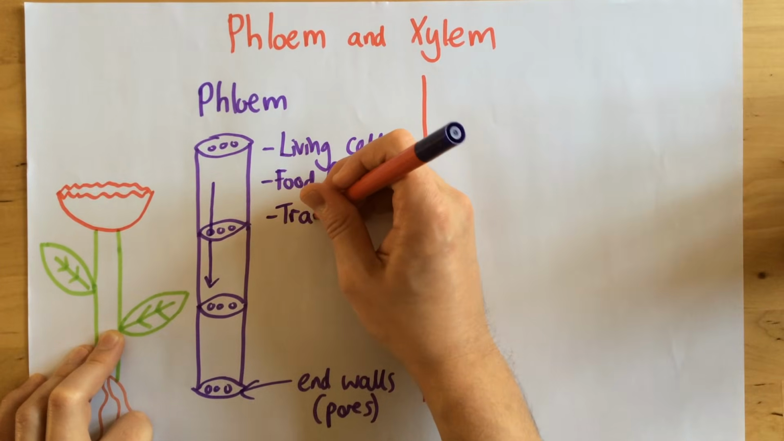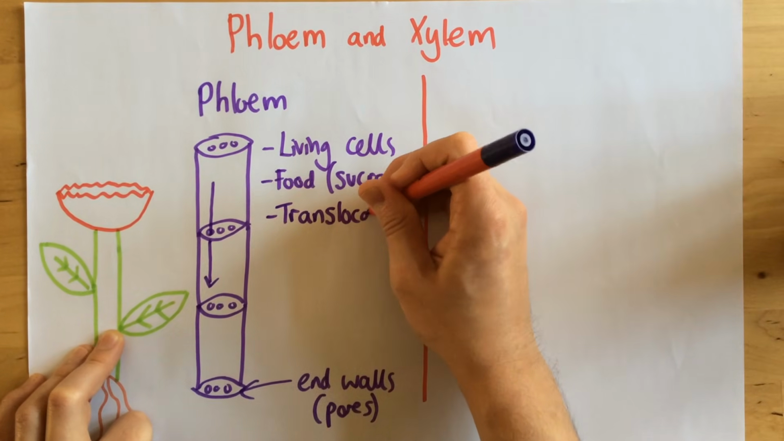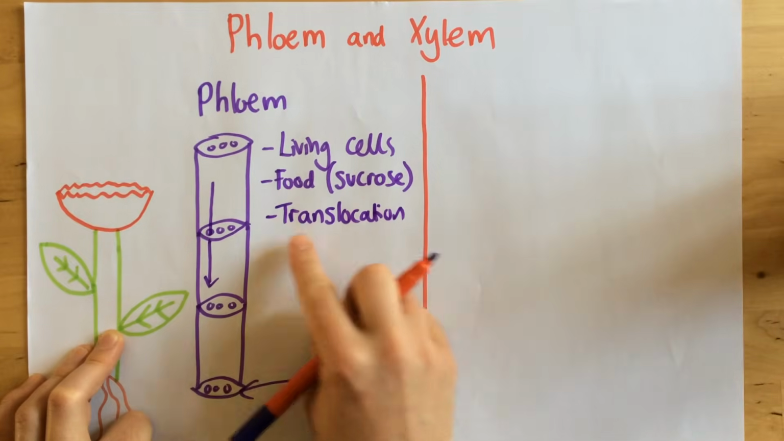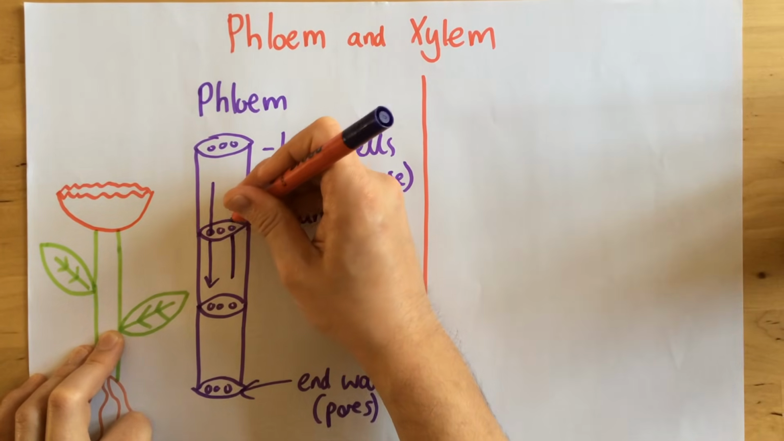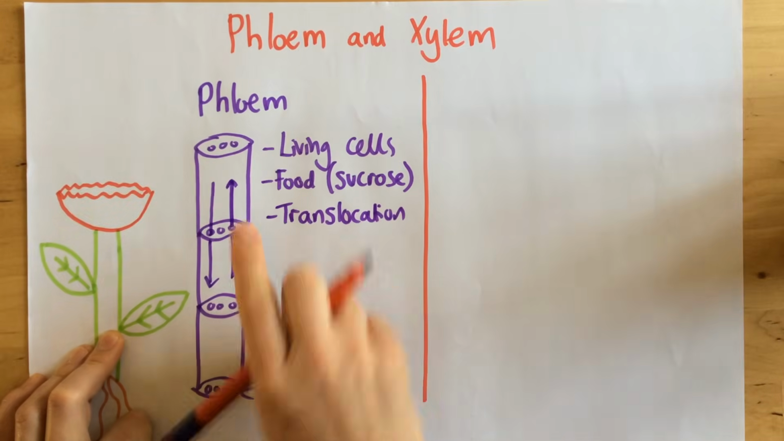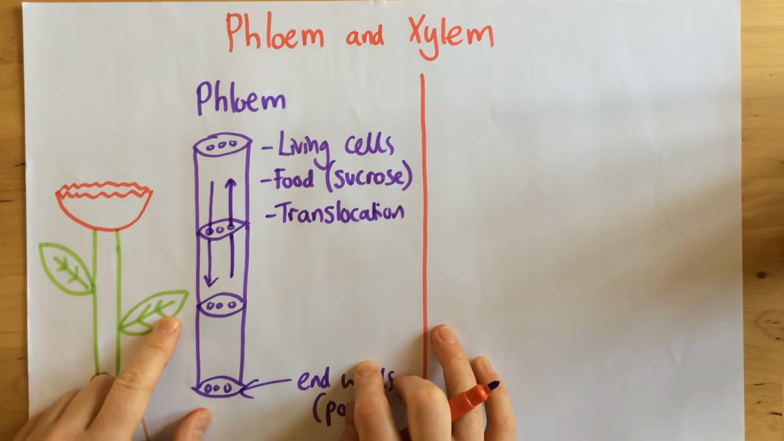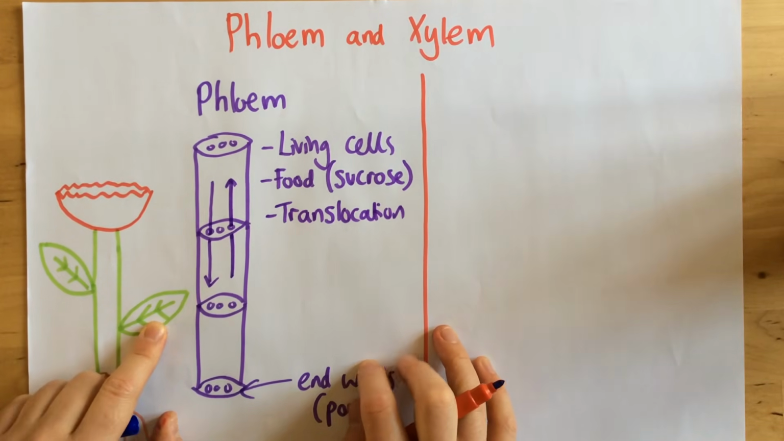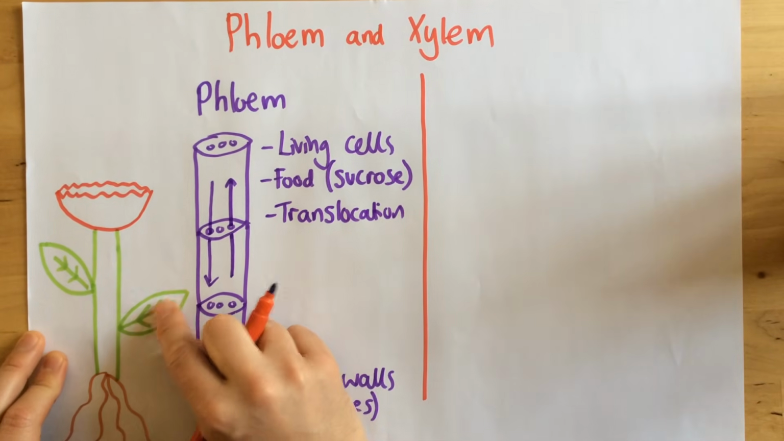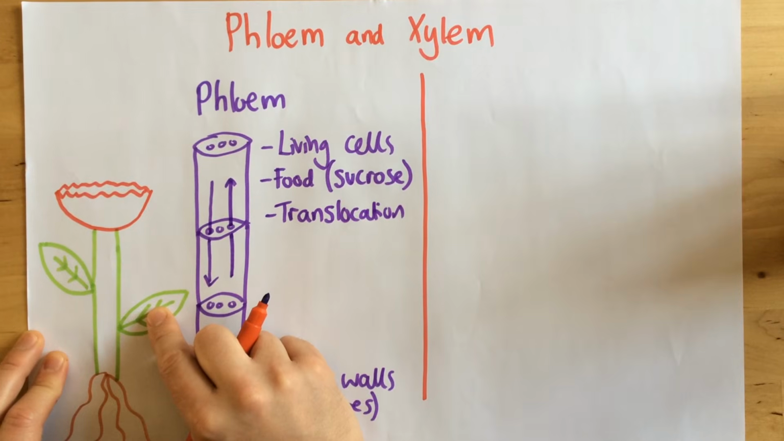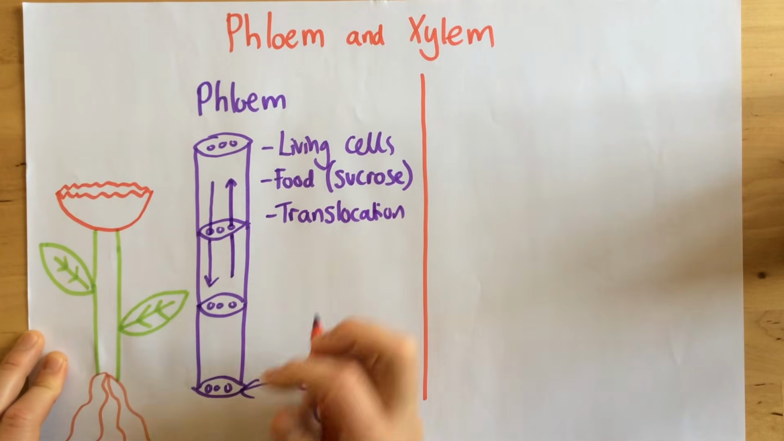Now phloem is involved in the movement of these food substances. The name of the process is called translocation. So translocation can either transport substances down or up. So when the plant photosynthesizes, it makes the food in the leaves. When it's first made, it's in the form of glucose, but when it's transported, it's in the form of sucrose.